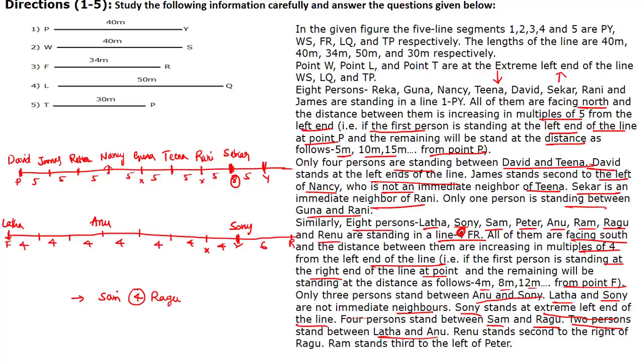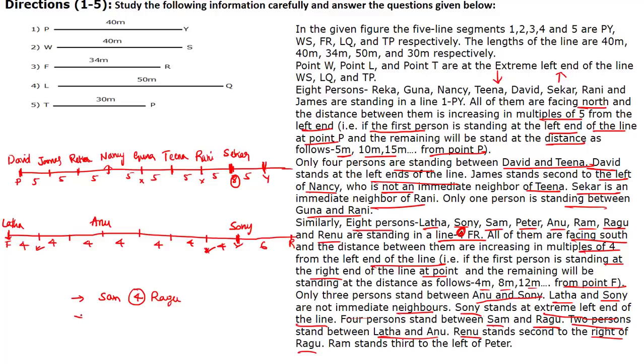Can we put this information? See here, friends, between Sam and Raghu there is a gap of 4 persons. If Sam or Raghu is here, 1, 2, 3, 4, Sam or Raghu can be here. Otherwise there is no other choice. We cannot go this side, 1, 2, 3. It is not possible. So there is only one possibility that Sam or Raghu can be only at this particular place. Remember that.